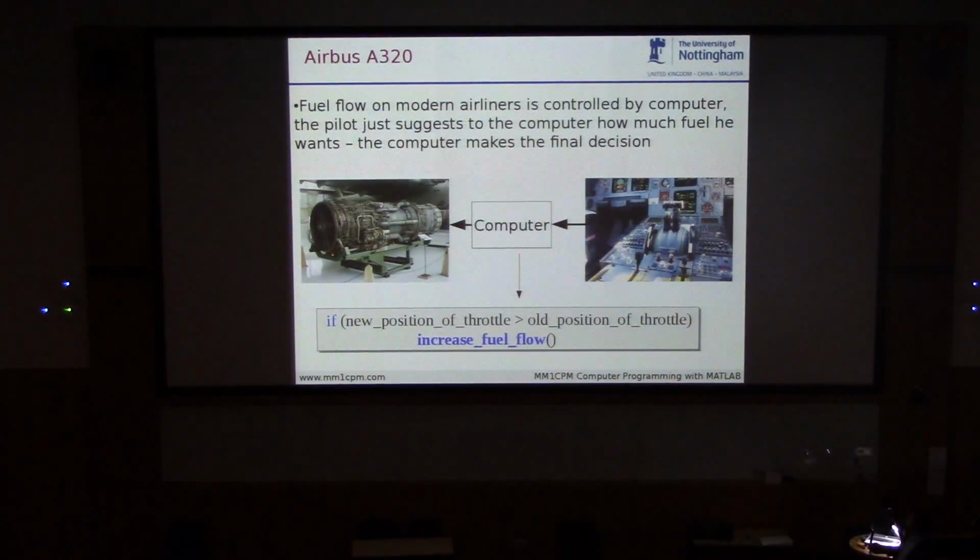So for example, if you have this statement, if new position of throttle is bigger than old position of throttle, increase fuel flow, then the computer would decide whether or not it wants to increase the fuel flow to the engine. So having said that, let's watch this video.